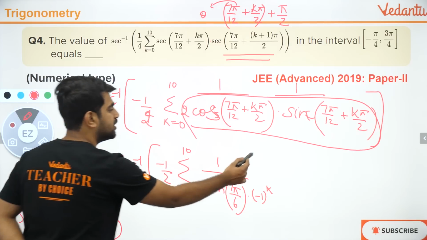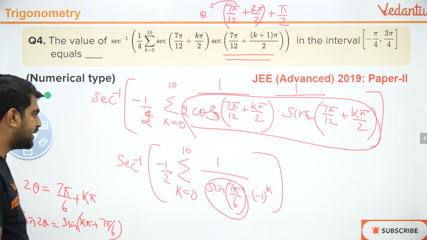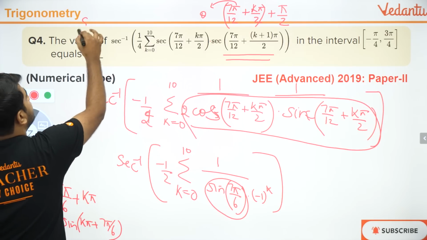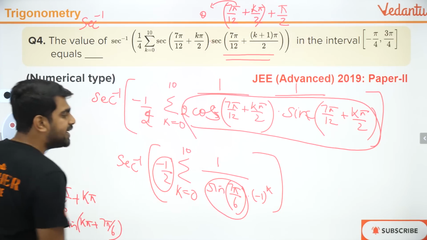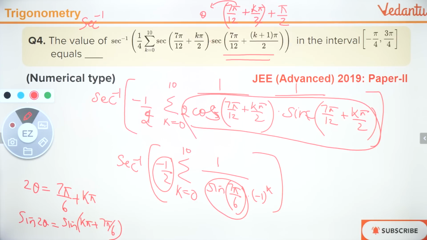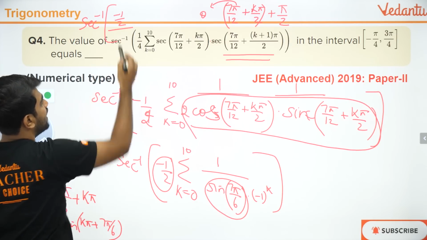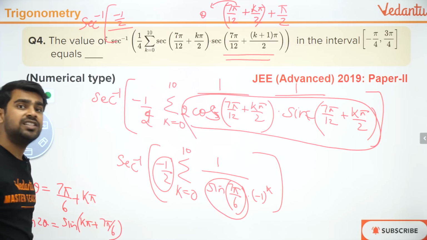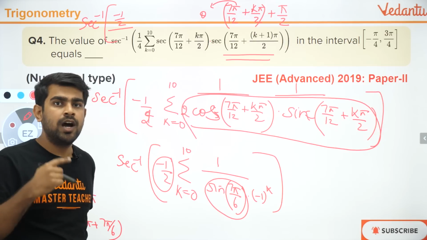Now the beauty of this is a constant, guys, so I can take it out. I have secant inverse of minus 1 by 2 divided by sine of 7 pi by 6, which is also minus 1 by 2. Minus 1 by 2 divided by sine of 7 pi by 6, which is sine of 210 degrees. Sine of 210 degrees is what?